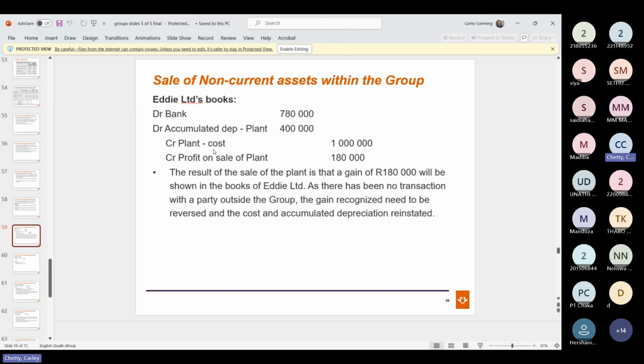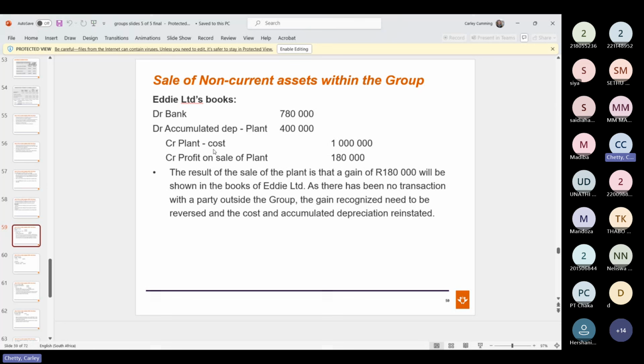Then he is doing the journal entries to dispose of this asset. So he is debiting accumulated depreciation plant. He is reversing this accumulated depreciation from his books. Then he is crediting the cost of the plant. He is taking the cost out of his PPE. He is crediting plant cost 1 million, and he is crediting profit on sale of plant.